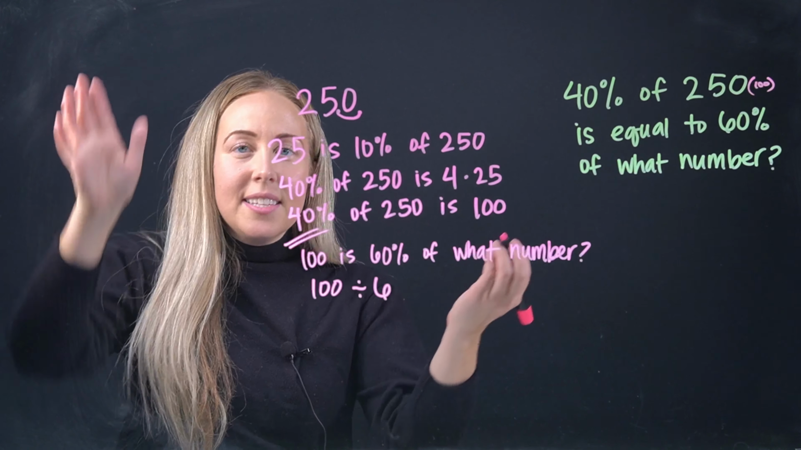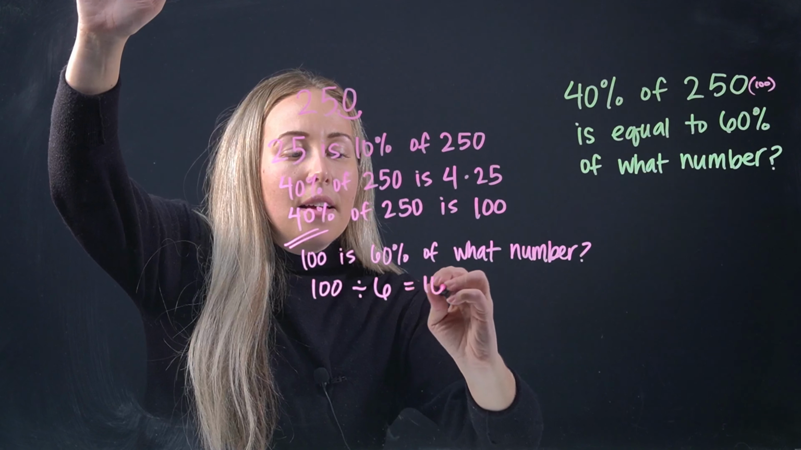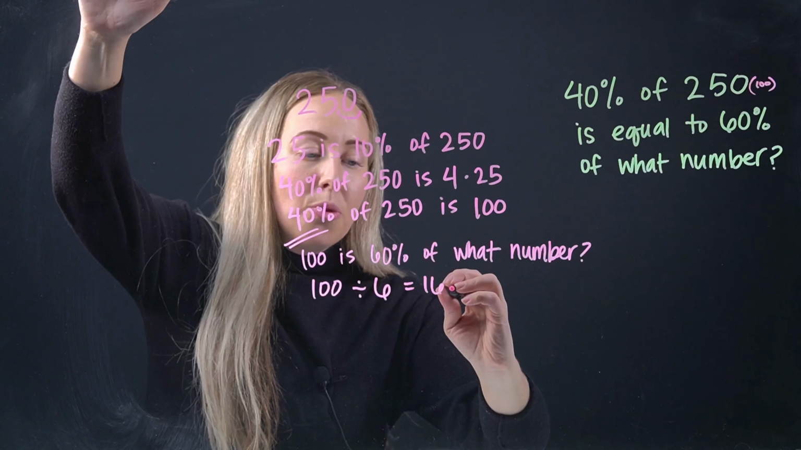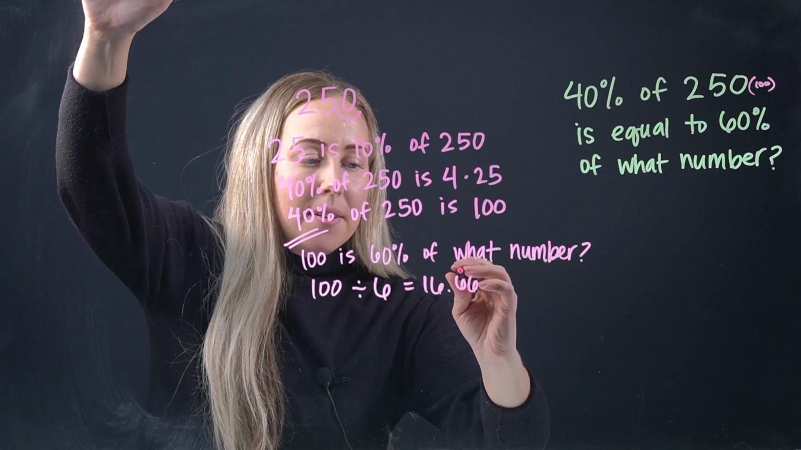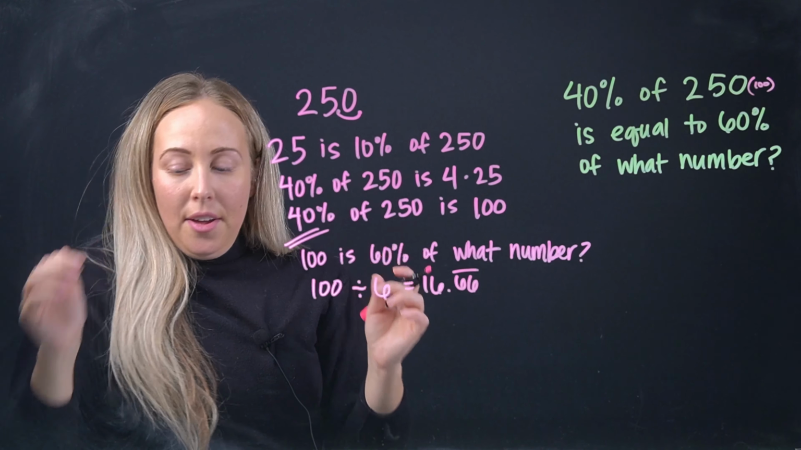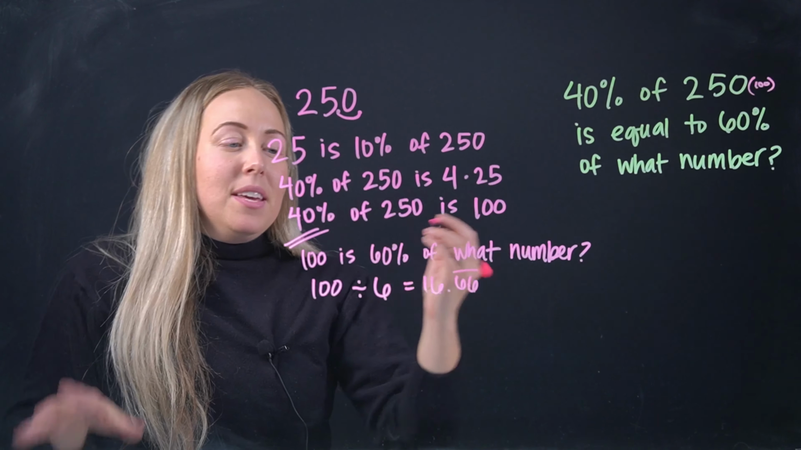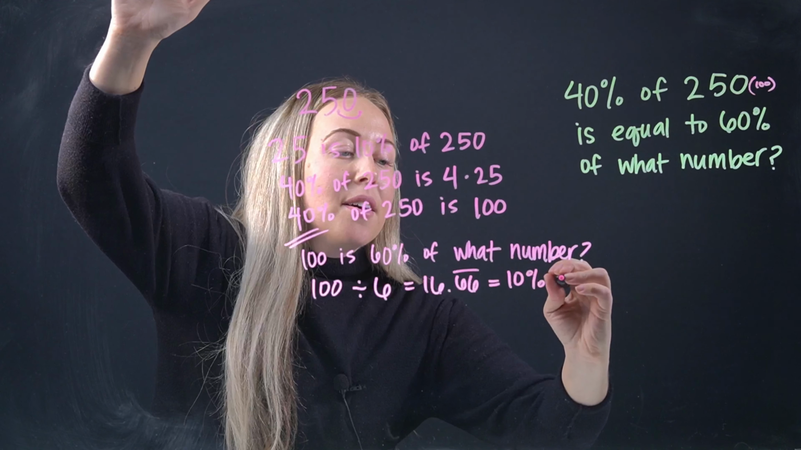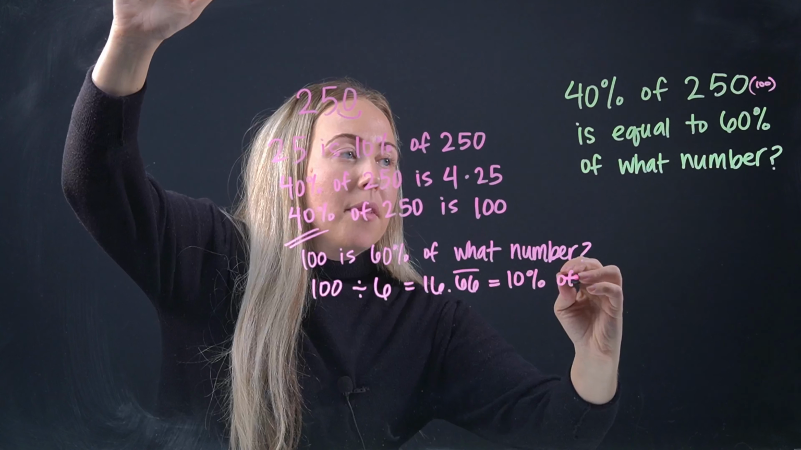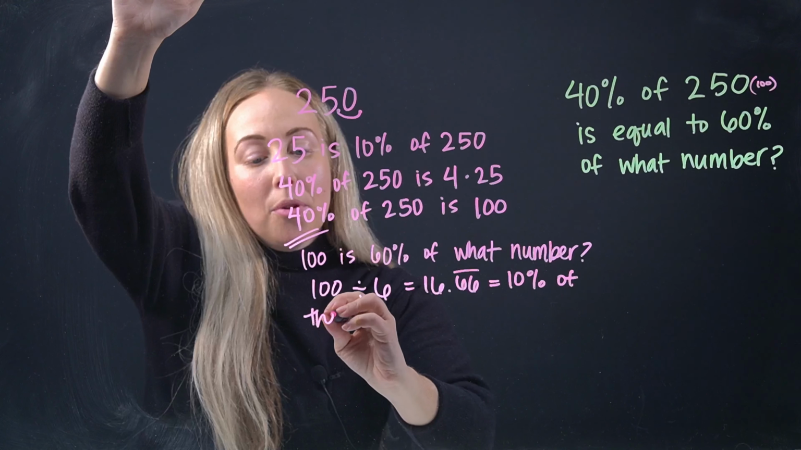It's 16 and 2/3, or 16.66 repeating. That's 10% of the number we're looking for.